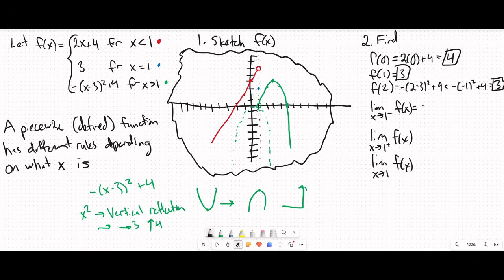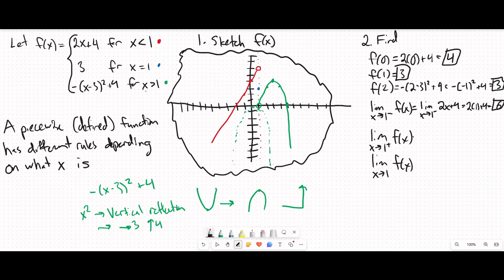So it would be telling me that I should use the rule 2 times. Actually, I'm going to write something. I might not have room to write this, but what we're really going to be doing is we're interested in this piece, 2x plus 4. Because that's the rule that applies for things less than 1. And this is a nice function. We can just plug 1 into that. So we'll just get 2 times 1 plus 4, which equals 6.